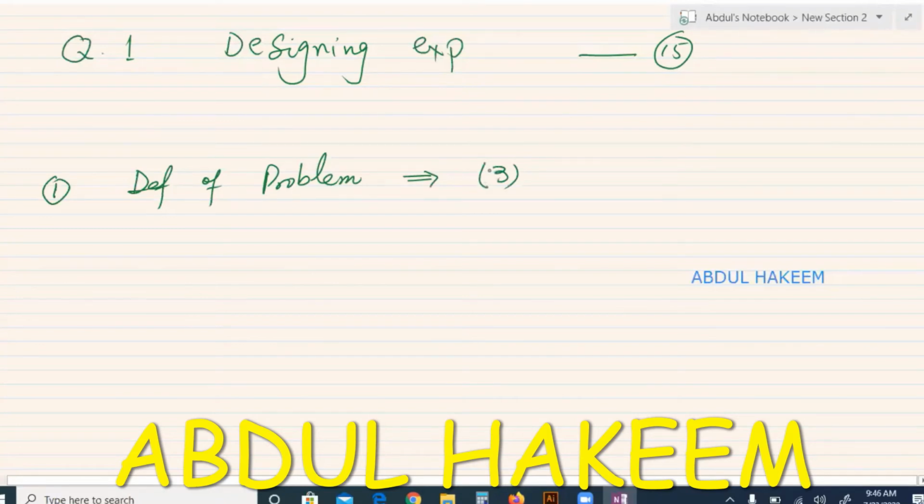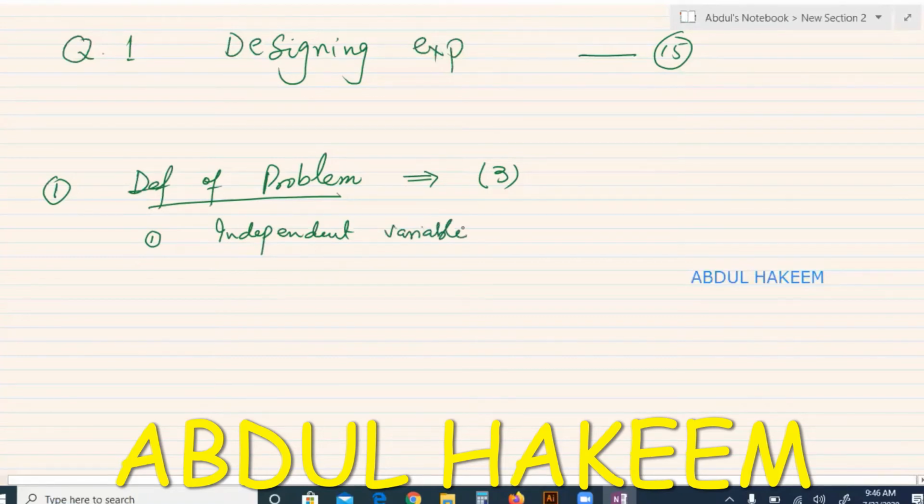Definition of the problem means a statement will be given. Under this question, we have to read it and find out some quantities, and we have to define actually the problem in this question. Under this heading, first we will write independent variable. From the statement, we will find out the independent variable and write it here, and this is 1 mark. Second, under this heading is dependent variable.